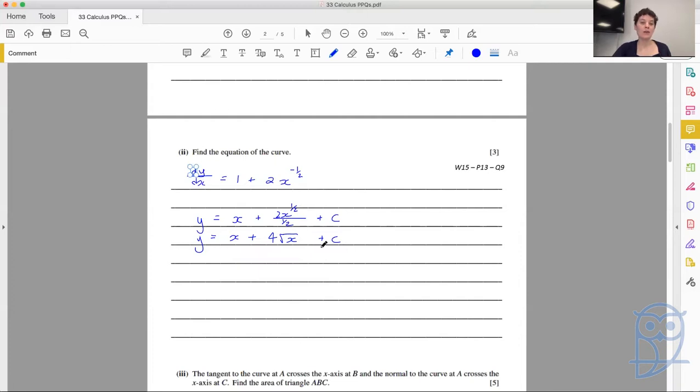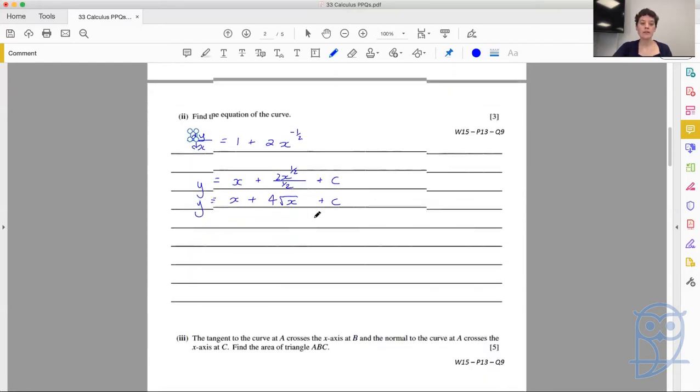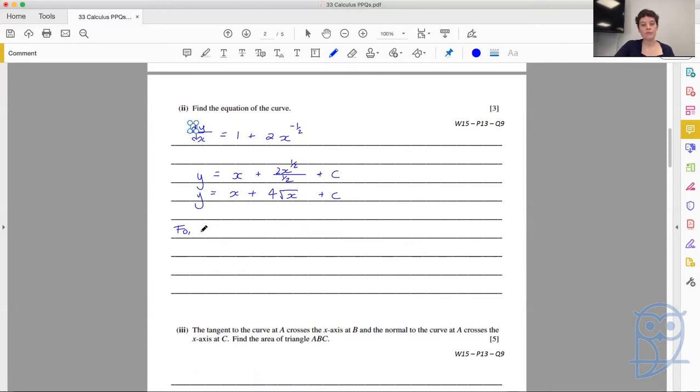So back to our question, and a reminder that we pass through the point A (4, 6). So that means that we can substitute. We know that 6 equals 4 plus 4 root 4 plus c. So 4 plus 4 root 4 will give us 12, 6 minus 12, so minus 6 equals c. And therefore, the equation of our curve is y equals x plus 4 root x minus 6.